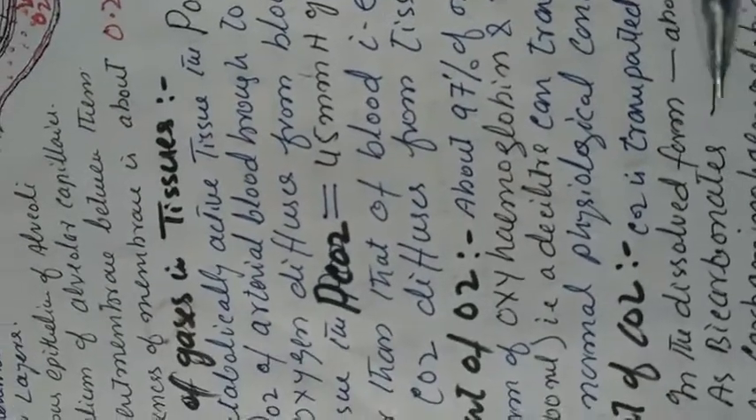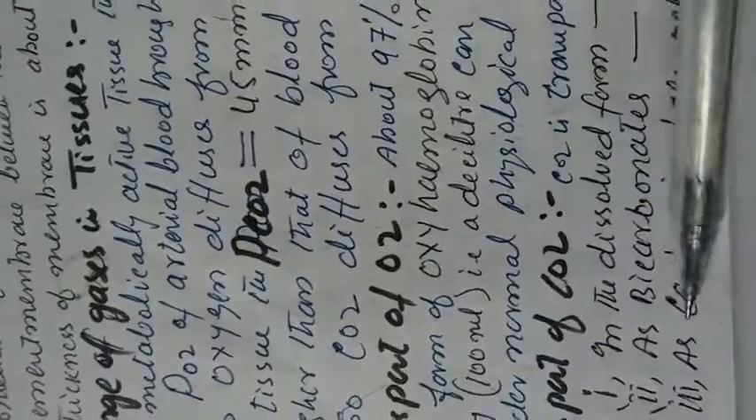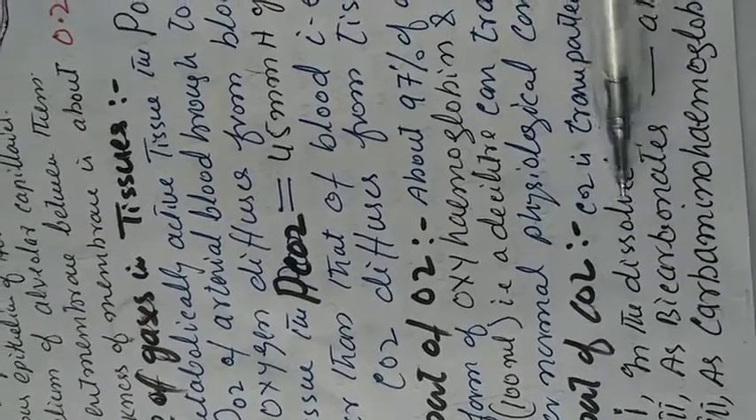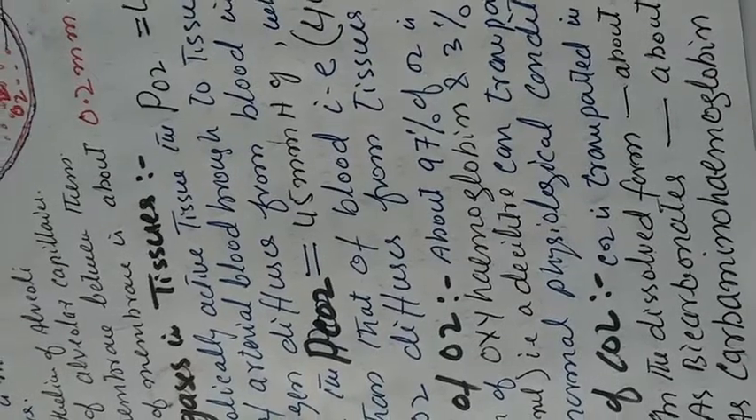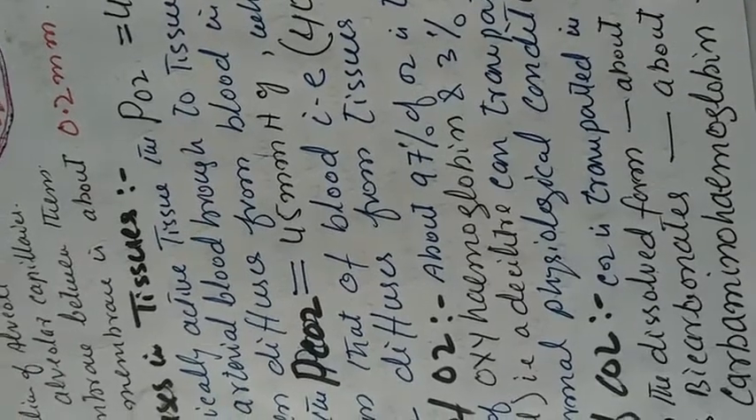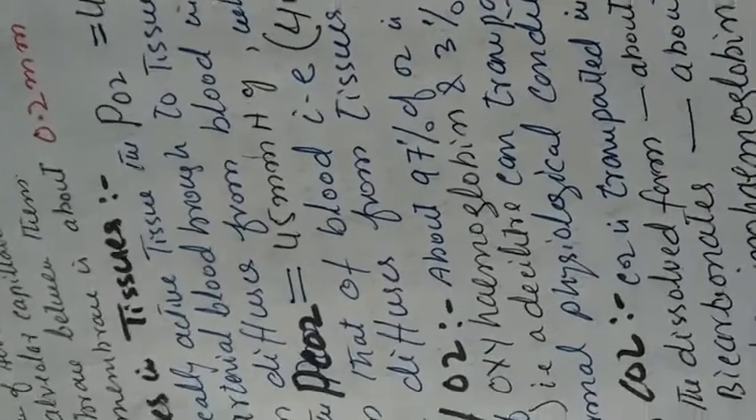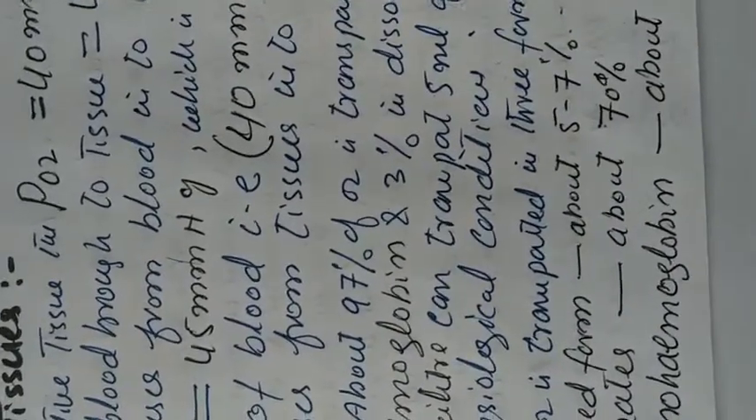Lastly, the transport of carbon dioxide. Carbon dioxide is transported in three forms in the blood. First form is that in the dissolved form. It is about 5 to 7% of the carbon dioxide that is transported in dissolved form. Second is as bicarbonates, and about 70% of the carbon dioxide is transported in the form of bicarbonates, and the remaining 23% of carbon dioxide is transported as carbaminohemoglobin.